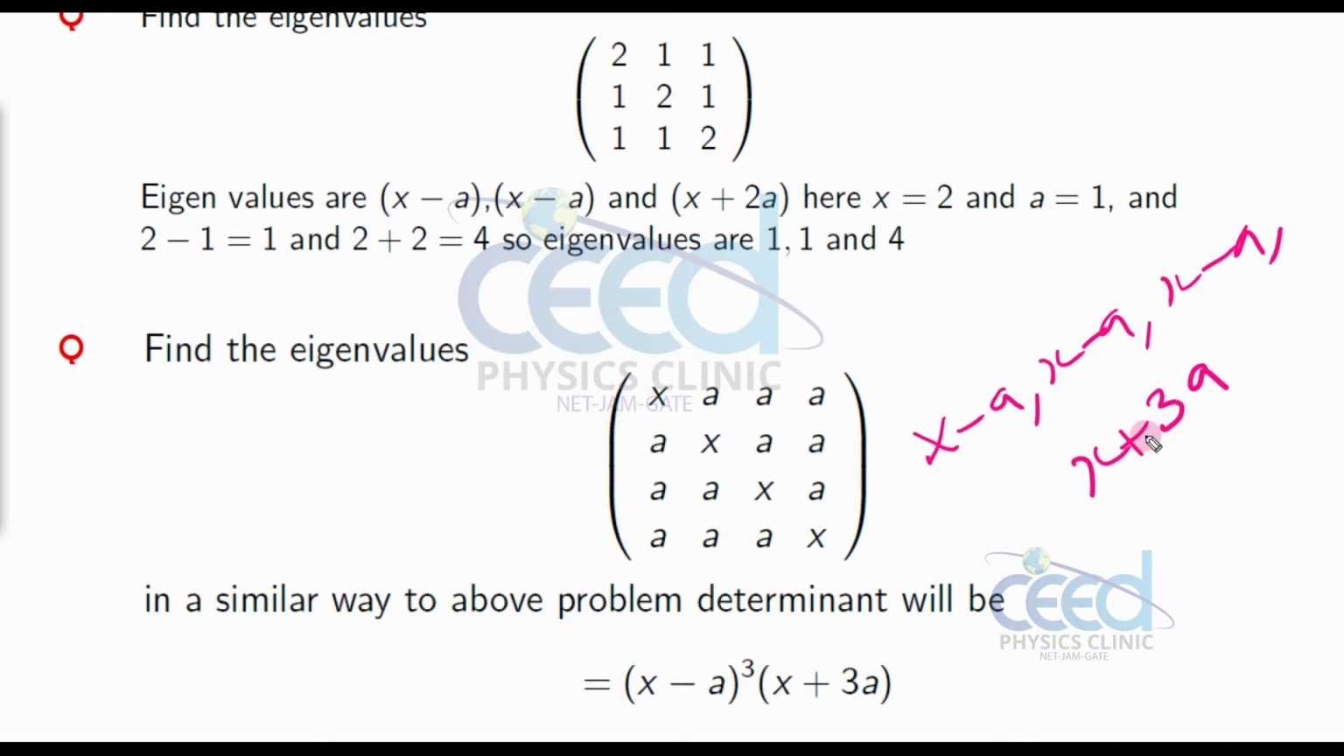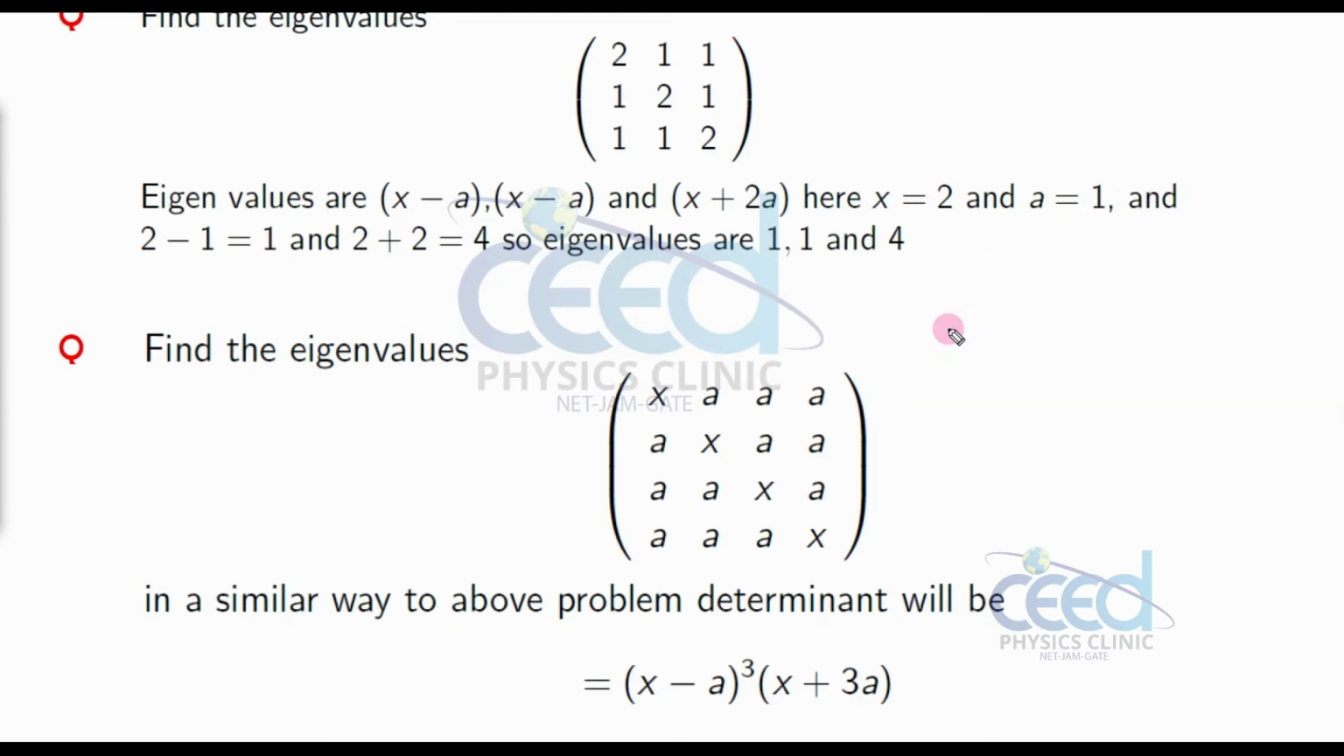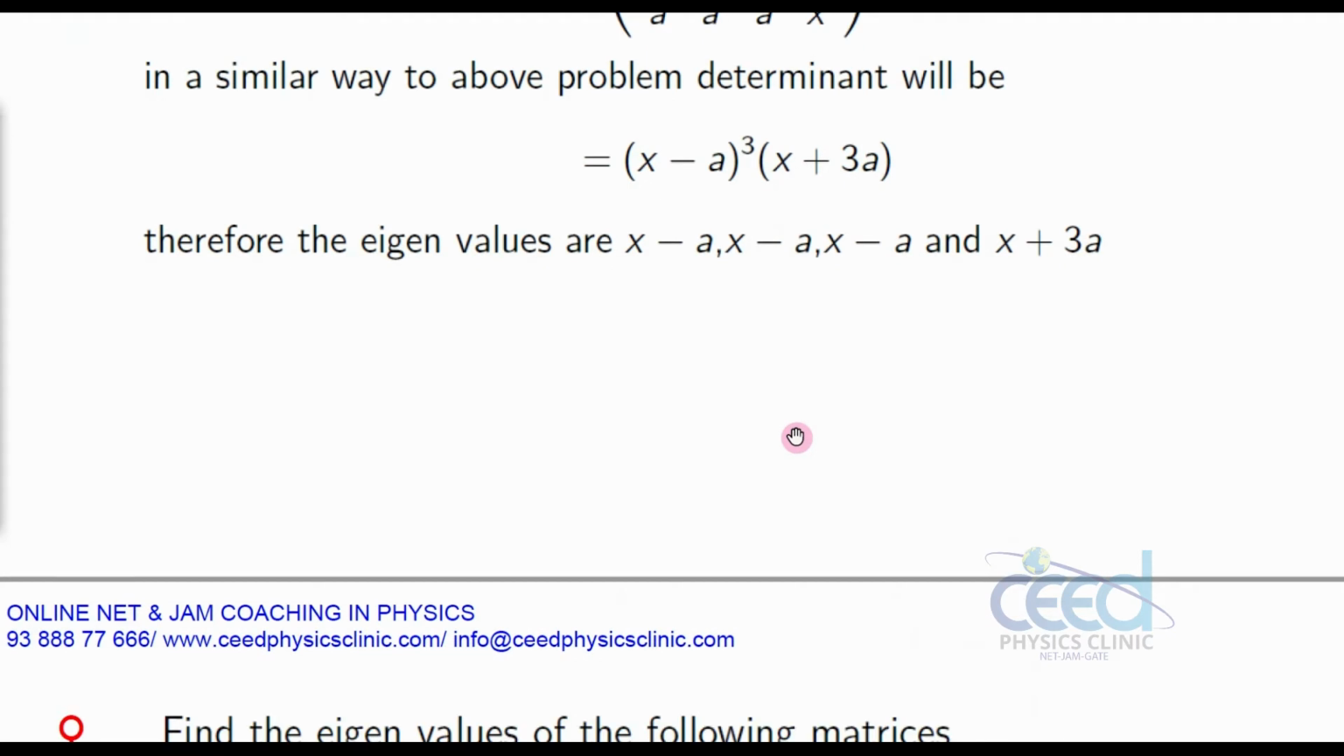That means the order is 4, that is 4 minus 1 into a. So these are the eigenvalues of this. Okay, so that is a method you have to remember.